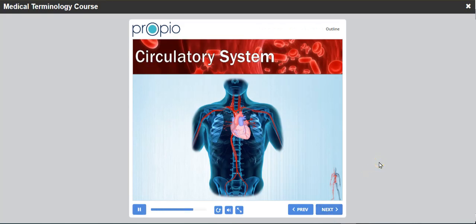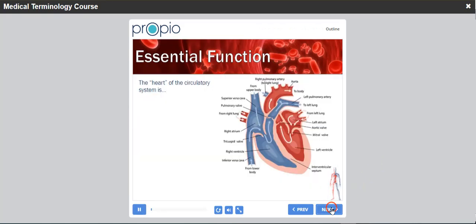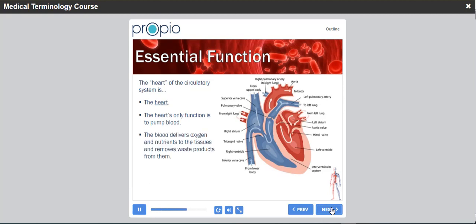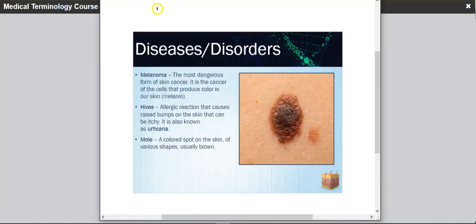Circulatory system. The heart of the circulatory system is, well, the heart. The heart's only function is to pump blood. The blood delivers oxygen and nutrients to the tissues and removes waste products from them.